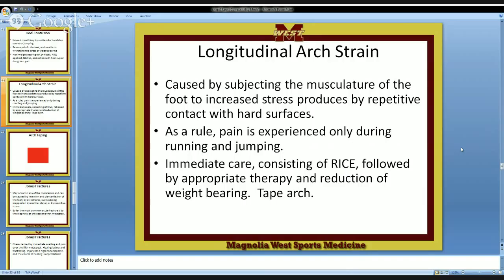Immediate care consists of RICE, followed by appropriate therapy for reduction of weight bearing, and tape the arch. You must tape the arch. So part of your test is going to be to tape an arch.